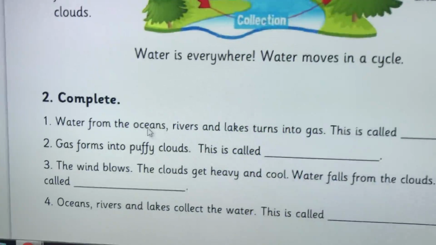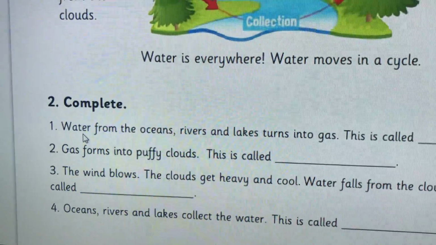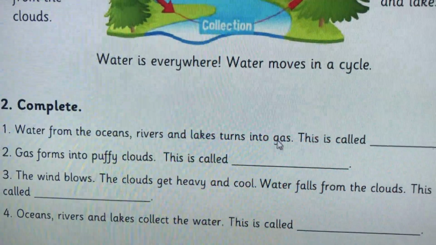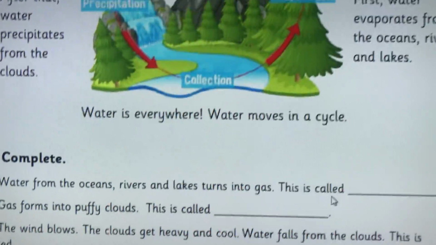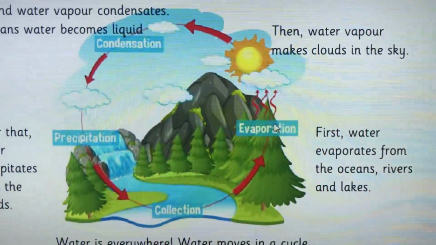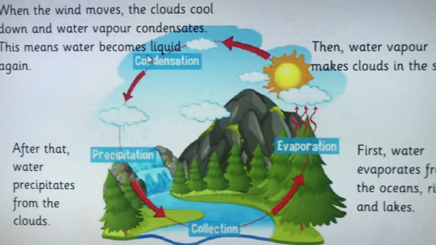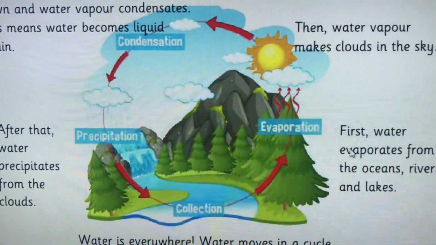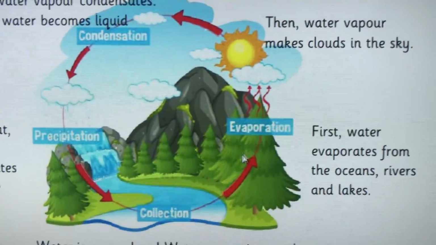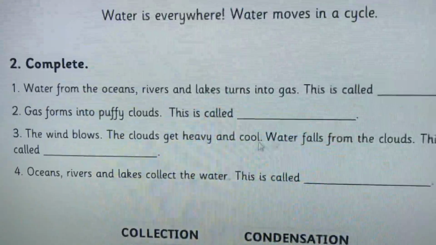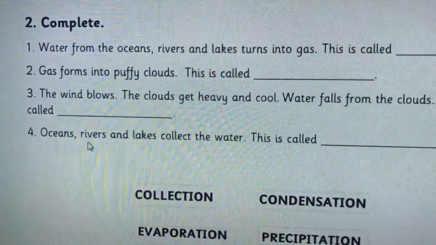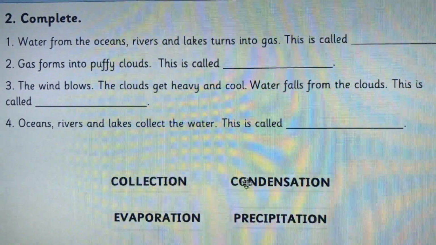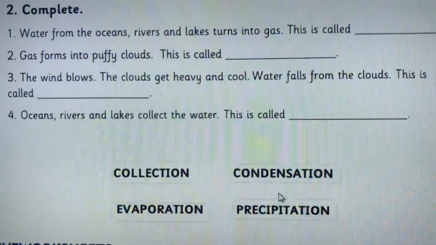And when you go down here, you have to complete. So the first question says, water from the oceans, rivers, and lakes turns into gas. So this is called... Now, if you don't know, you can always come here, read the specification of those water cycle processes, and you will find the right answer, okay? From here to third and fourth, okay? And you have to choose here. You have to drag the one that you think goes to the right one.